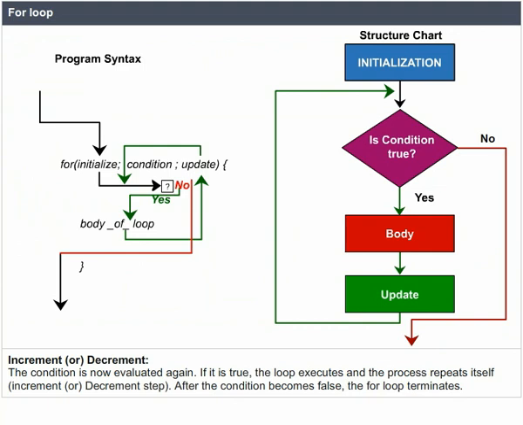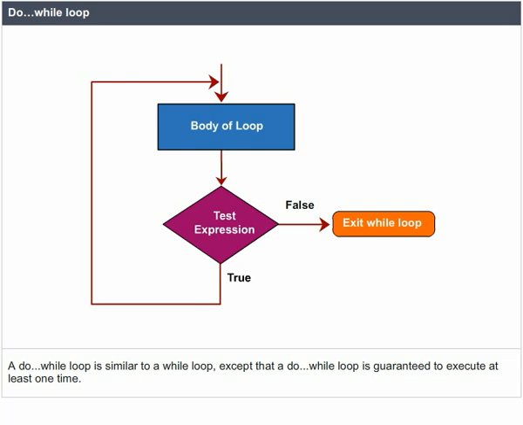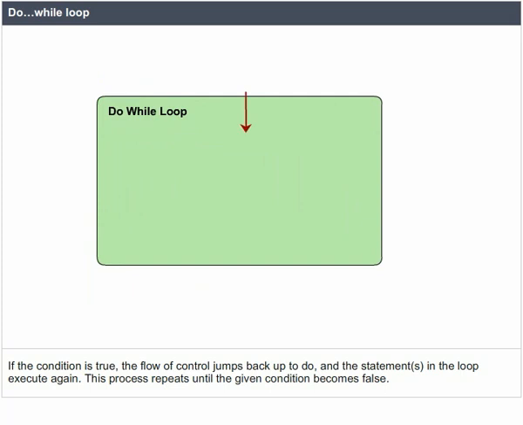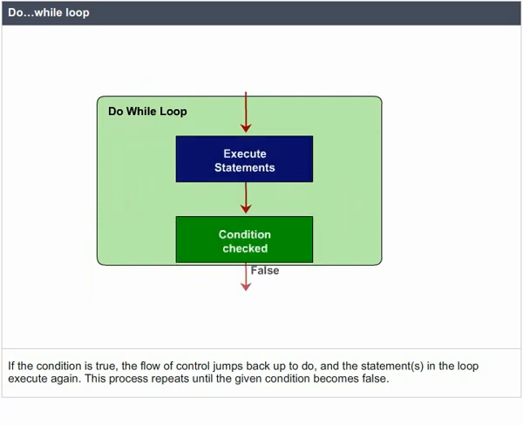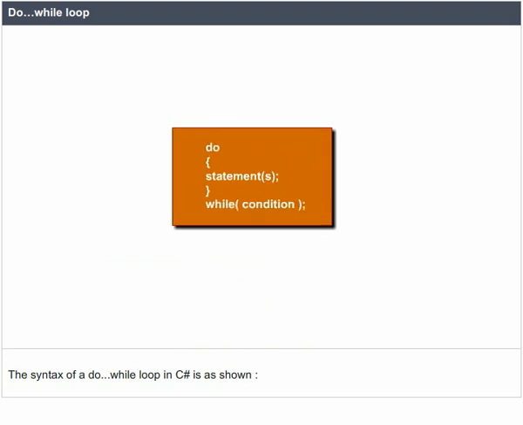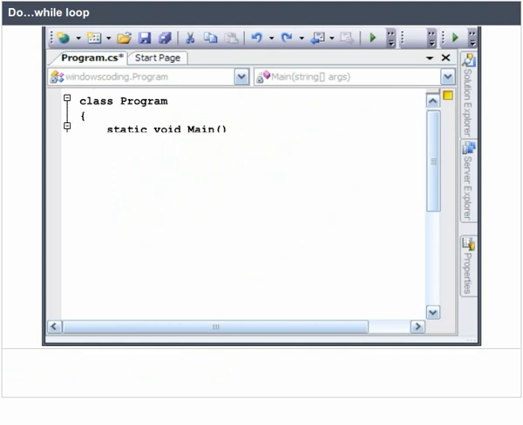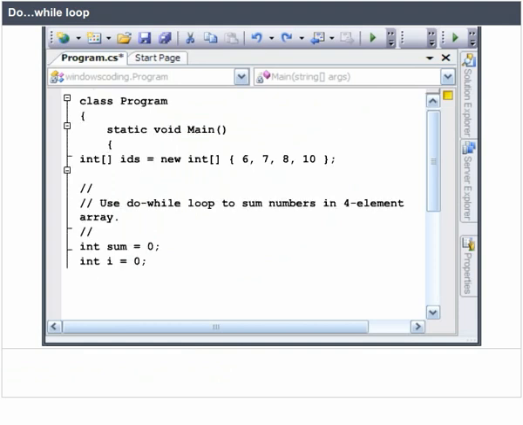Do while loop. A do-while loop is similar to a while loop, except that a do-while loop is guaranteed to execute at least one time. If the condition is true, the flow of control jumps back to do, and the statements in the loop execute again. This process repeats until the given condition becomes false. The syntax of a do-while loop in C# is as shown, with examples of C# programs that use a do-while loop.